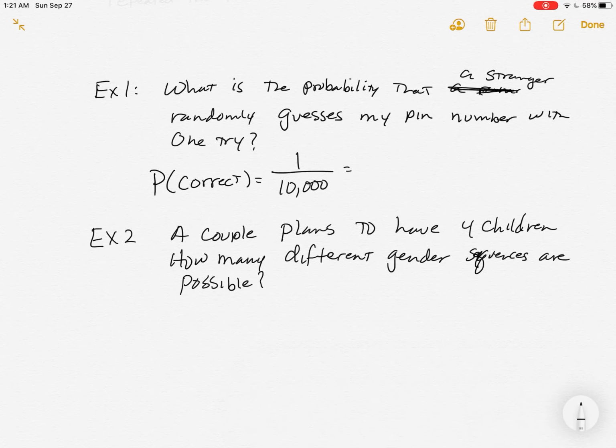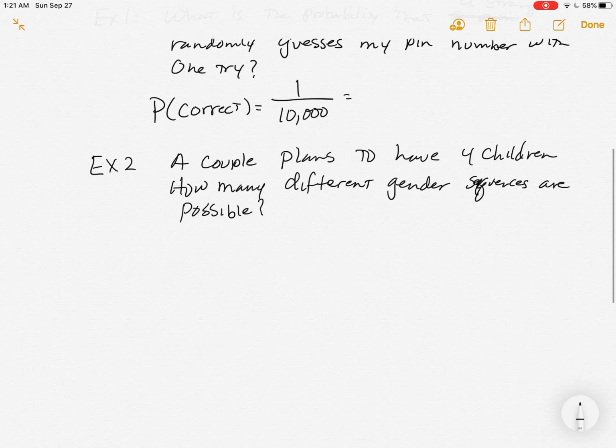But my question to you is, could gender be repeated? Yes, it would almost have to be. Well, not almost, it has to be. Once you have that second child, you're out of genders. And so it could be girls every time. And so repeats are allowed. And so since repeats are allowed, I put in slots.